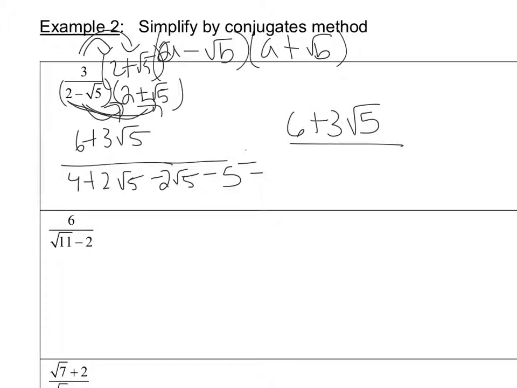Now look, this is going to happen every time. What's 2 square root of 5 minus 2 square root of 5? It's 0. That's the whole point. You're getting it to go away. So then that's negative 6 minus 3 square root of 5. So with the conjugate, you really only ever have to multiply the first two and the last two, because the middle two always cancel out. Okay?